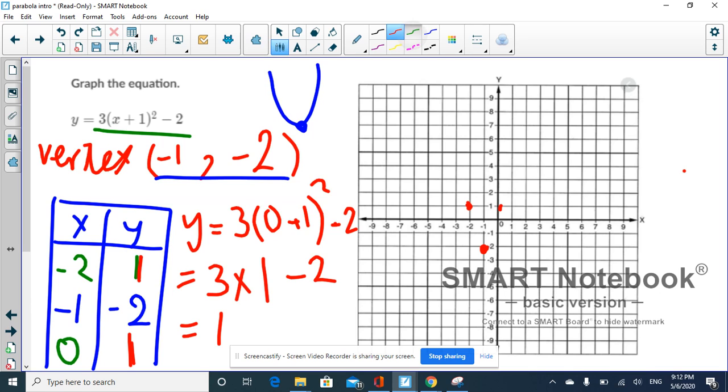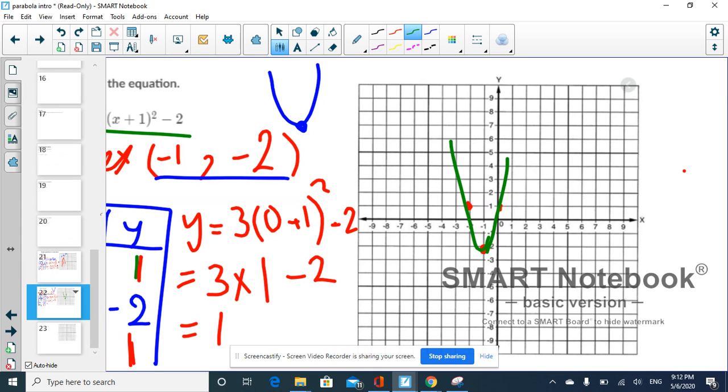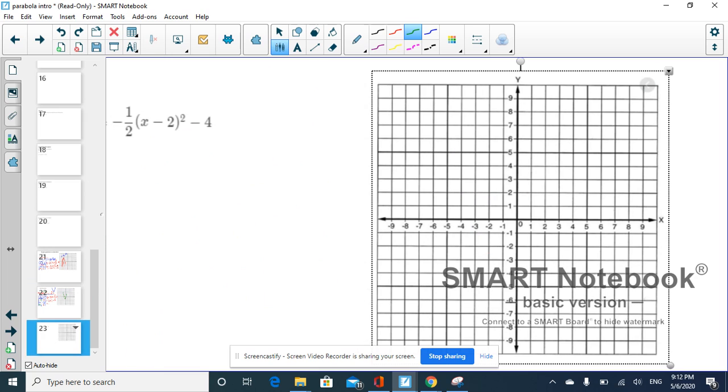Then we can graph this parabola, something like this. This is the vertex and 2 points, one to the left, one to the right. Then you graph it. I think it's easy. I will start the third one and I will let you complete it.